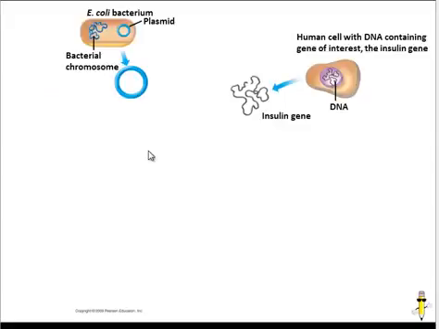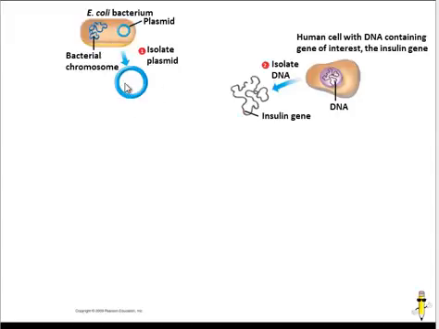We're going to start with our E. coli bacterium. Here you can see its chromosome. Here you can see its plasmid. And then we've got a human cell. And this human cell contains a nucleus, which contains DNA. And within that DNA is a gene for producing insulin. Now, this is the correct gene. This produces good insulin.